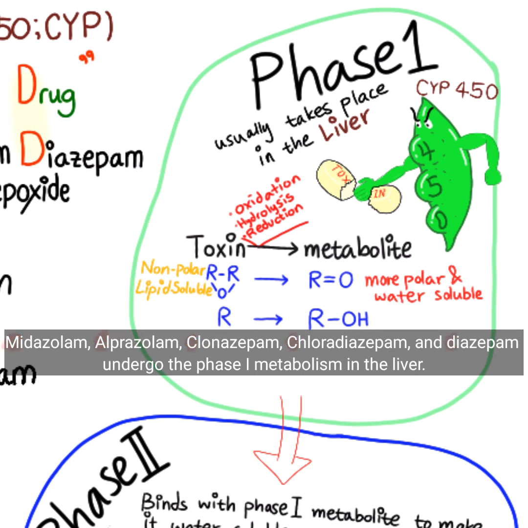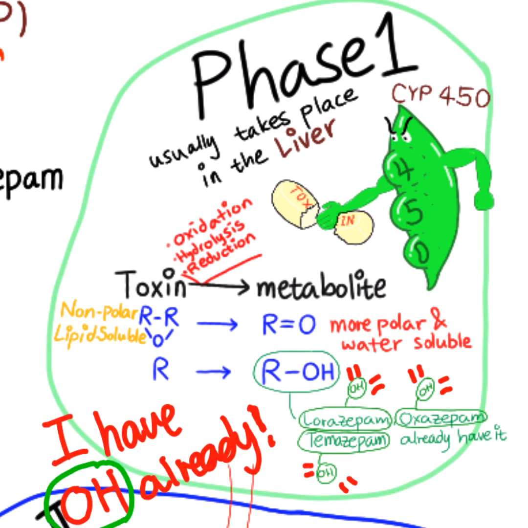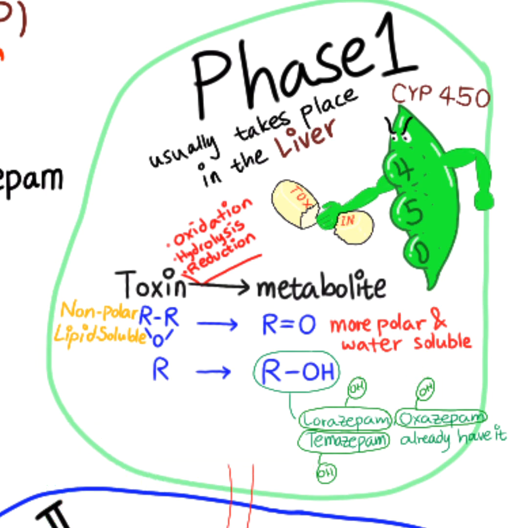So from the mnemonic, CYP metabolizes a calming drug. These drugs need to undergo phase 1 to be more soluble. However, those drugs from the mnemonic outside the liver, lorazepam, oxazepam, and temazepam, already have a hydroxyl group, so they don't need to undergo phase 1. That's the reason why those drugs do not need to undergo hepatic metabolism.